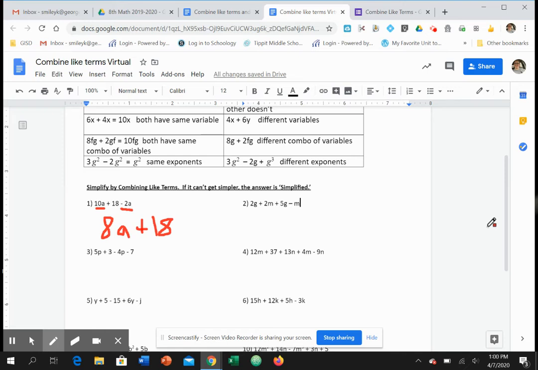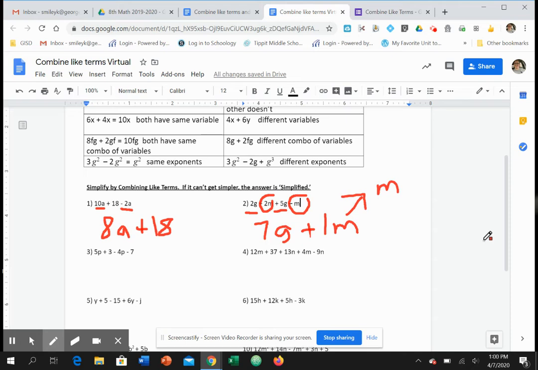So on this one, you have G's and M's. So you have a G here and here, and you have an M. I'm kind of cutting it off, but you have an M. So 2G plus 5G is 7G. 2M minus M gives you plus 1M. You can leave it like this, or you can just write the M by itself.